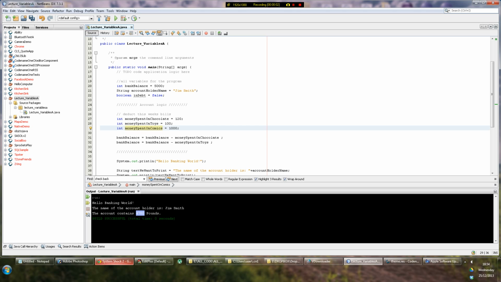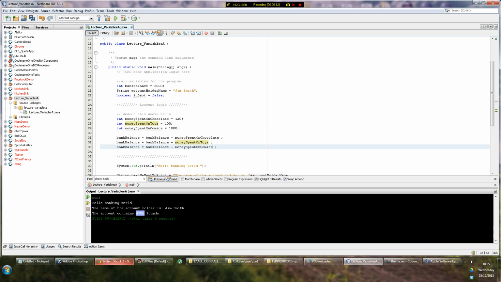Now that's a hell of a lot more than he spent on chocolate and toys, but it's up to him what he spends his money on, isn't it? So we copy that. Next line, right? And we just change spent on toys for spent on comics. So now, what do we expect to see? Well, we expect to see that, but 1,000 less, don't we? 3,780.